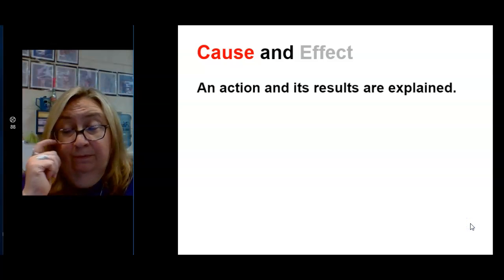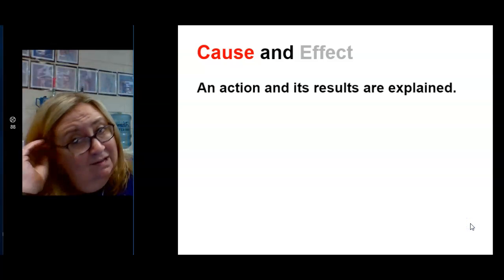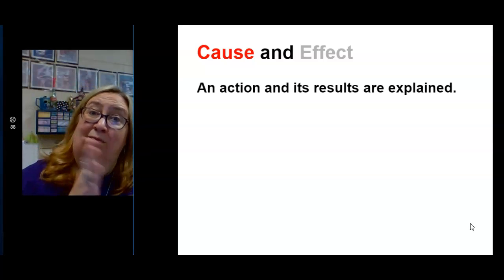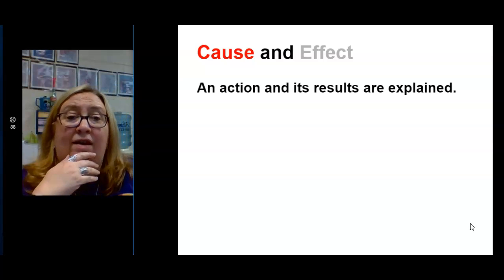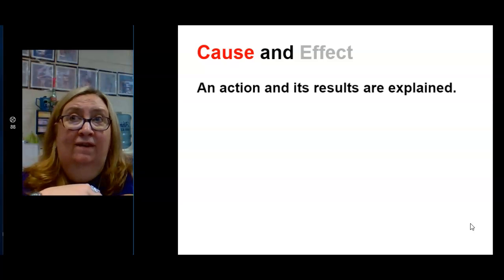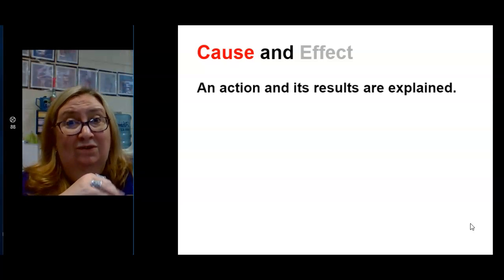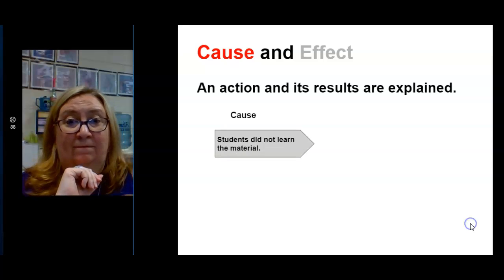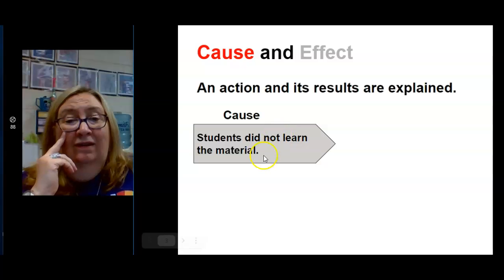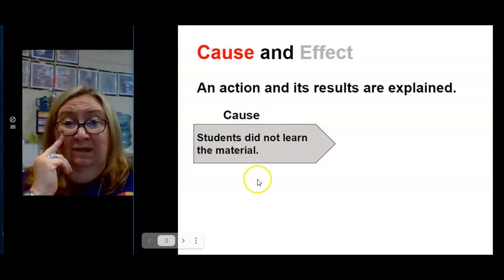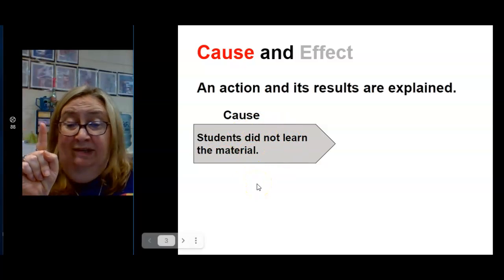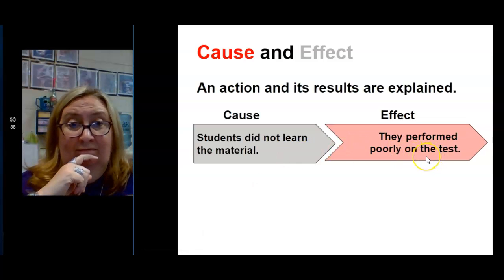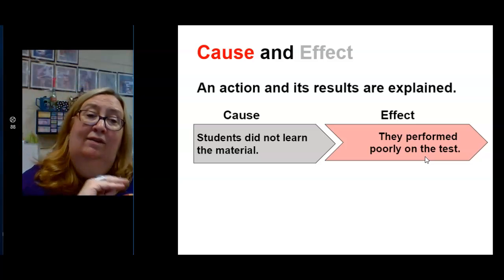The next one we're going to review is cause and effect. That means that something happens that causes something else to happen, and sometimes that causes something else to happen, and it's like a chain reaction. But in a cause and effect structure, the action and its result are explained, like why this happened and why it caused the next thing to happen. So because the students did not learn the material, that's what happened first. They did not learn the material. They performed poorly on the test. So you have the cause, and then you have the effect.